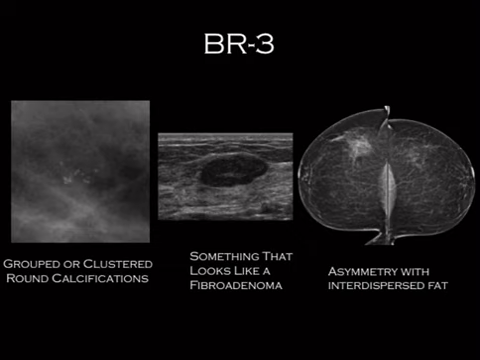The third scenario is an asymmetry of the breast tissue with interspersed fat. So you can see that here there's a fatty breast that has a little bit more breast tissue on one side than the other. It's asymmetric. You can BR3 that if it's on a baseline exam.